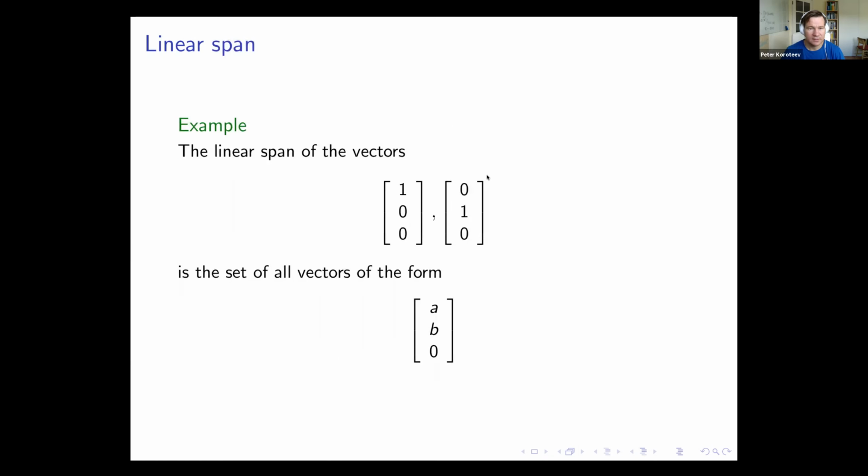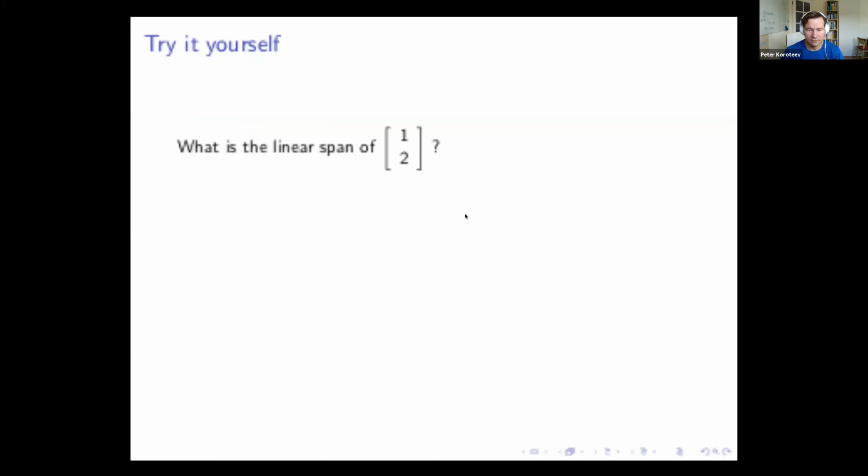Example, so the linear span of vectors (1, 0, 0) and (0, 1, 0) is the set of all vectors of the form where the first component is a, the second component is b. Right, so you can multiply the first vector by a, the second vector by b, and add them together for any values of a and b. Okay, so what's the linear span of vector (1, 2)? What do you think? Well, it's all vectors you get when you multiply this vector by a number, right? So it's the vector with components t and 2t, where t is any real number.